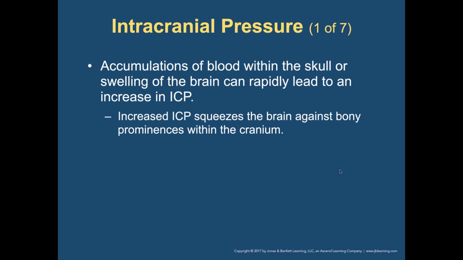All right, for intracranial pressure, this is where the blood vessels come in. I have method to my madness here. Accumulations of blood within the skull or swelling of the brain can rapidly lead to an increase in ICP, which is intracranial pressure. Increased ICP squeezes the brain against bony prominences within the cranium. Your brain doesn't take up all the space in your cranium. You still have room for your CSF to be a nice liquid shock absorber, and there's a nice balance, a nice pressure that's maintained there.